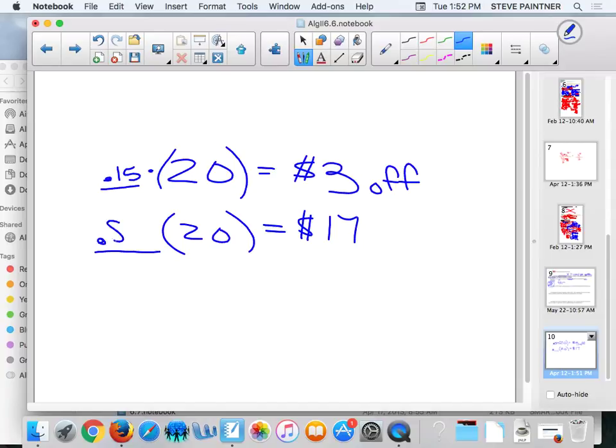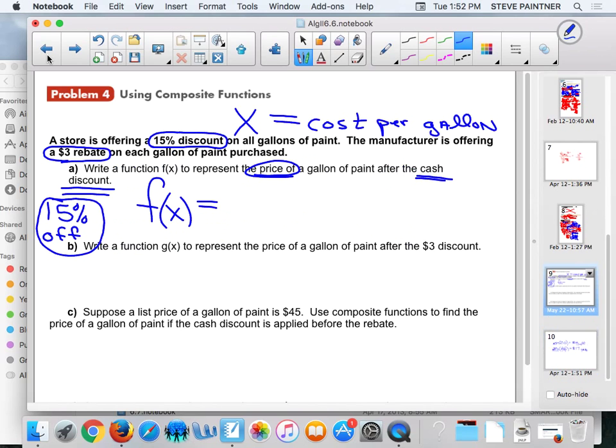So this is what you paid for the paint. But wait a minute, we don't know that it was $20. We know it's X. So let's go back here and write what? What did we pay? 0.85. That's what you paid. That's your first function. What's your second function? Write a function g of x to represent the price of a gallon of paint after the $3 discount.